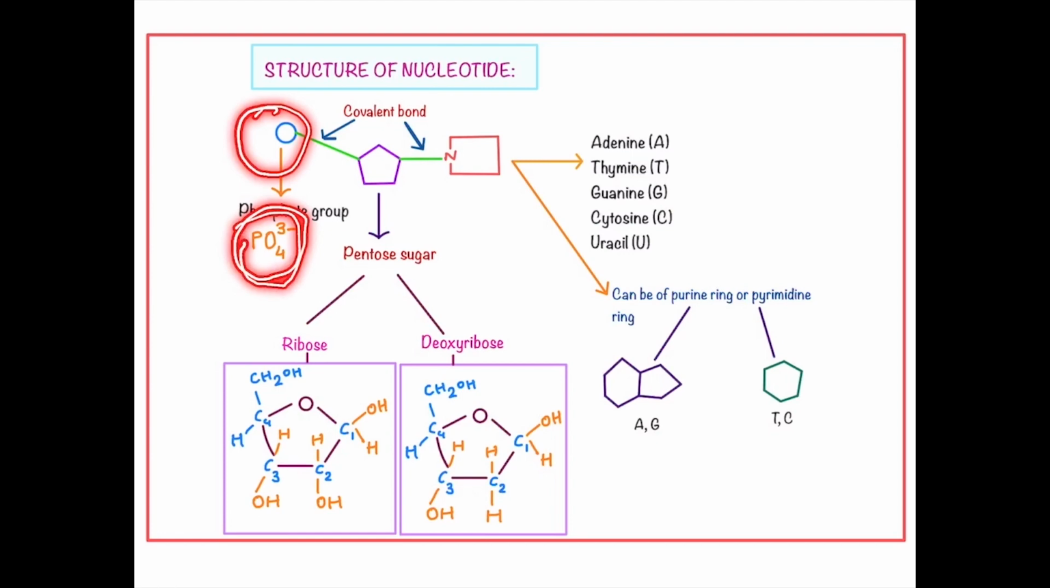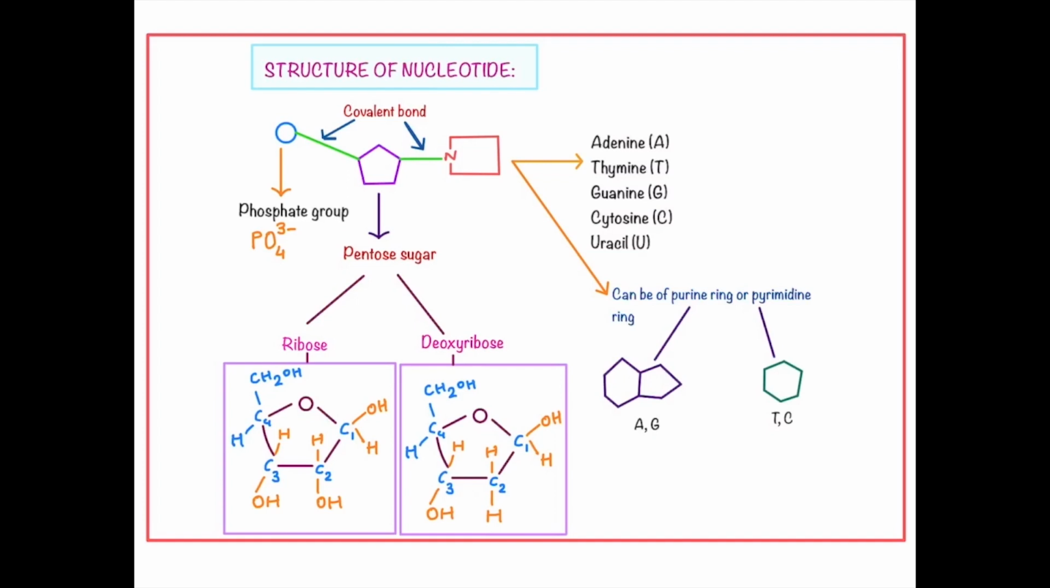Now remember students, as I told you before, DNA is made up of 1000 to 2000 of these nucleotides, meaning it is going to have 1000 to 2000 of this phosphate group, right? And ultimately this phosphate group is PO4 3 minus. So it's the negatively charged group. Because DNA has so many phosphate groups, ultimately DNA also becomes negatively charged.